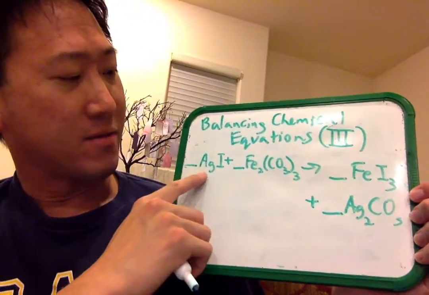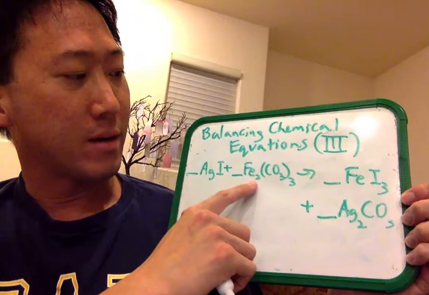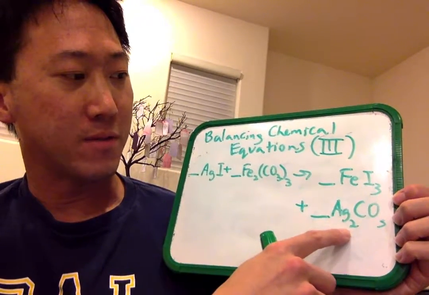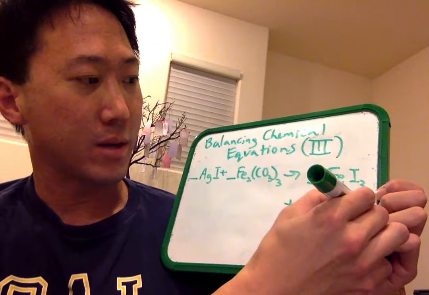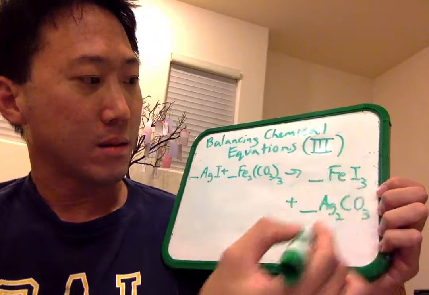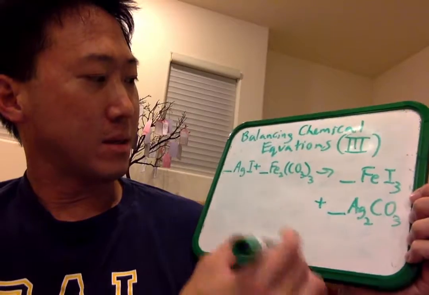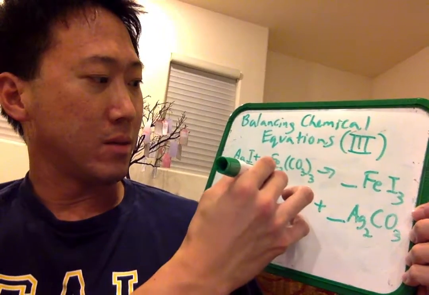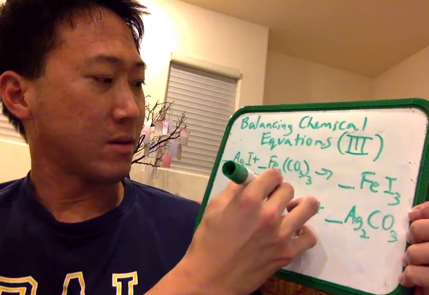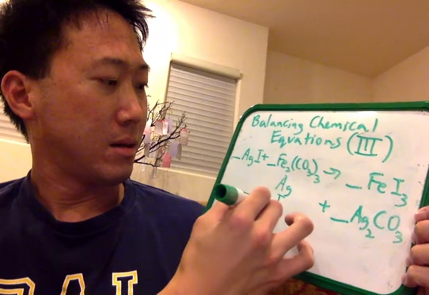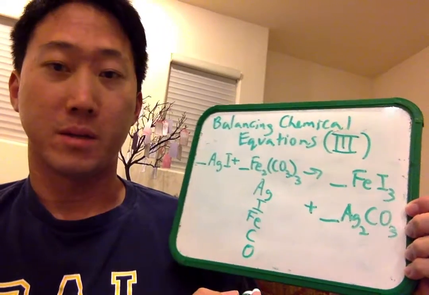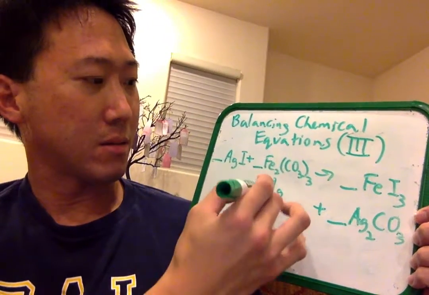So here we have a reaction. Silver iodide reacts with iron carbonate to yield iron iodide and silver carbonate, I believe. Okay, so then basically we're going to do the same thing we did before, and then I'll teach you another technique. It's a little more advanced. But we normally do our silver, iodine, iron, carbon, and oxygen. Okay, so there's a lot of atoms there. So let's write down everybody.